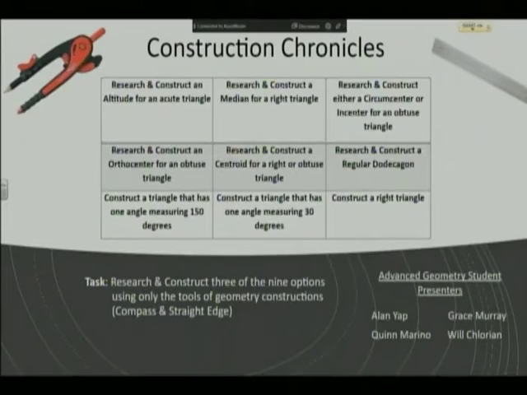Around November, we did a project around constructions in geometry, where students were learning how to create different geometrical figures using a compass and a straight edge, based on circles, to create different shapes. I presented them with this table of 9 options, and part of their assessment was to choose 3 to demonstrate and present in some form.